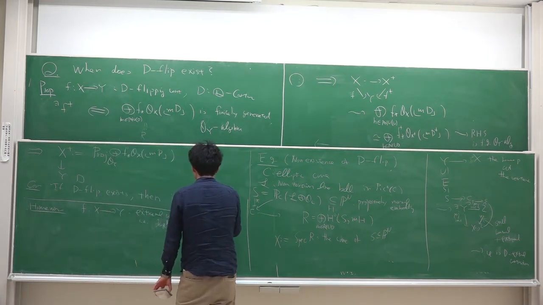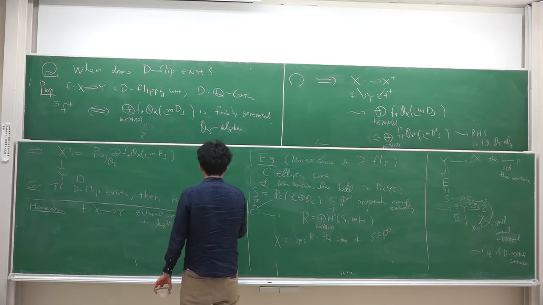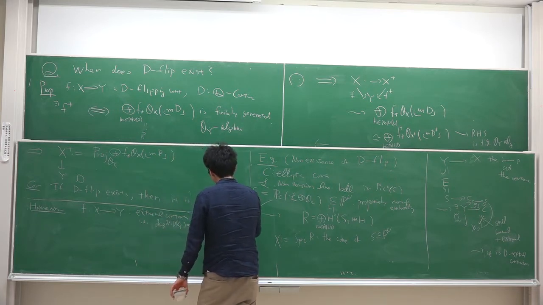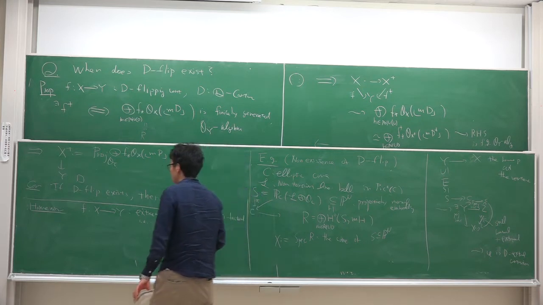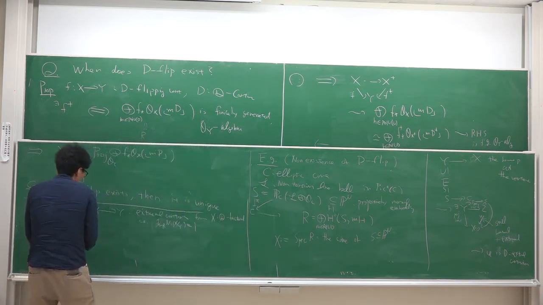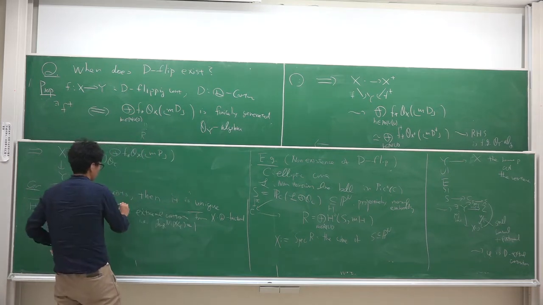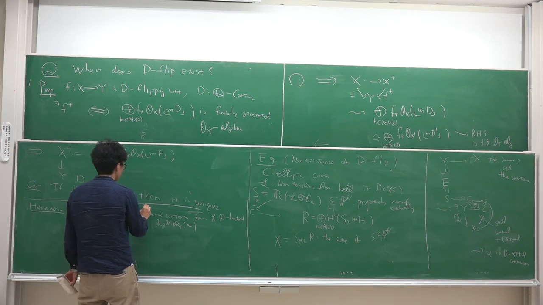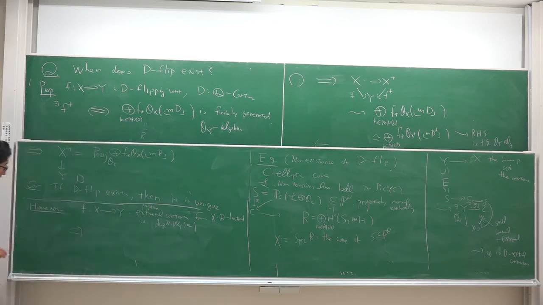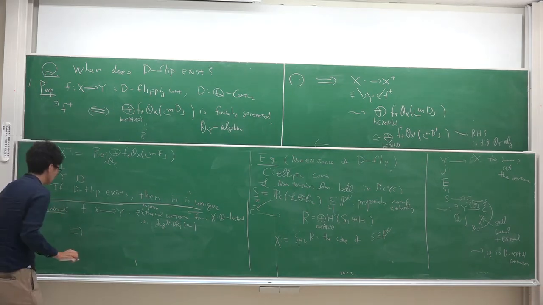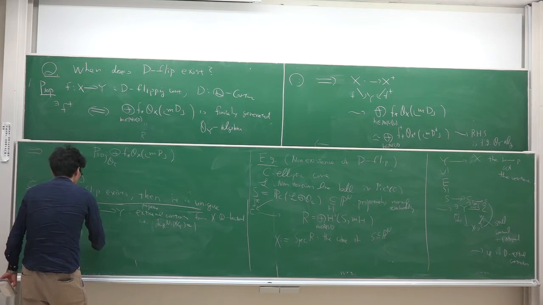And also, for this, I will just say X is Q-factorial. Then, and also, I'm assuming it is projective, not only proper. So then, there is this number d.